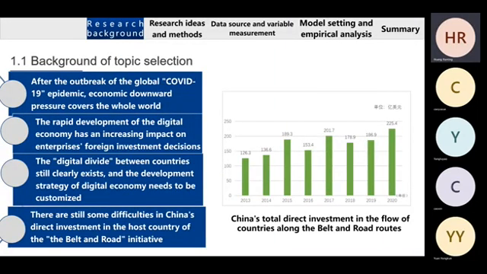The paper selected topic background is as follows. As shown in the figure, it can be found that since the initiative was put forward in 2013, China's direct investment in the countries along the Belt and Road has tended to rise year by year.